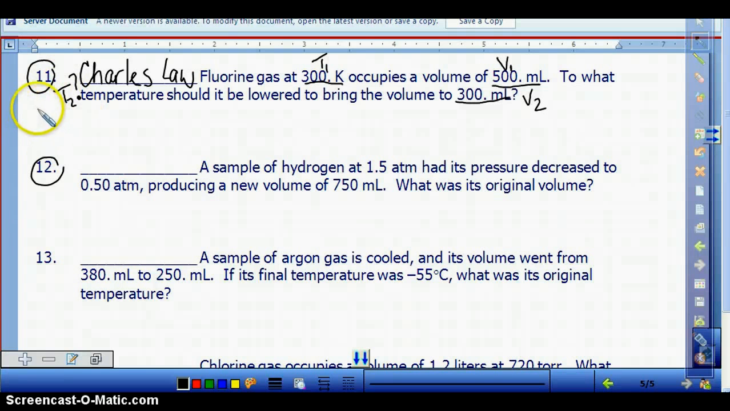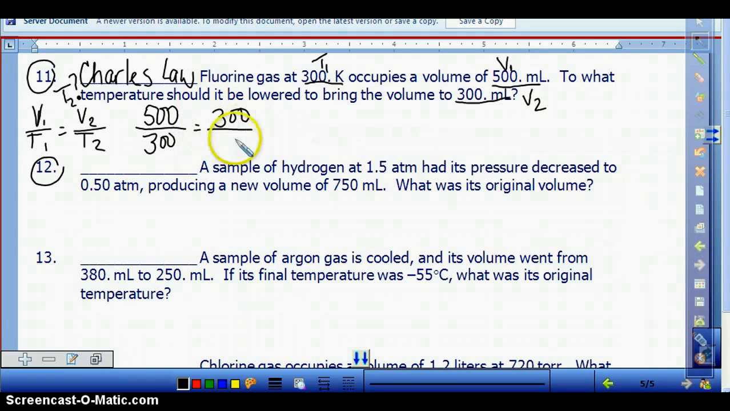So you can go ahead and write the equation if you'd like to. V1 over T1 equals V2 over T2. And then you plug your numbers in. So we've got 500 over 300 equals 300 over T2. And you notice you have two numbers the same here. That's okay. That can happen. You just have to be really careful that you don't get confused in that situation.